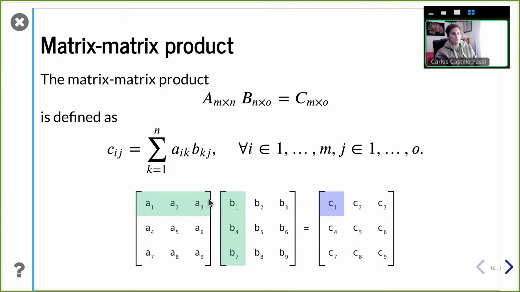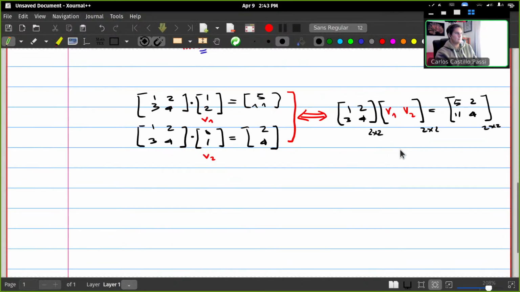And the rules for that are basically, we have the same 1, 2, 3, 4. This is our matrix A, and we wanted to multiply by 1, 2, and 0, 1.